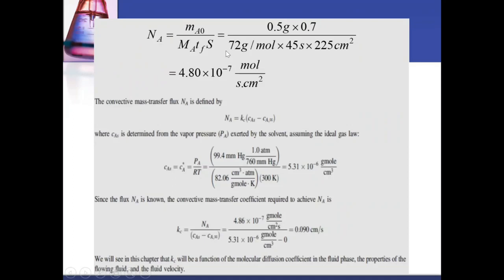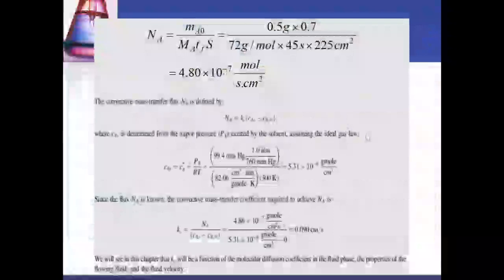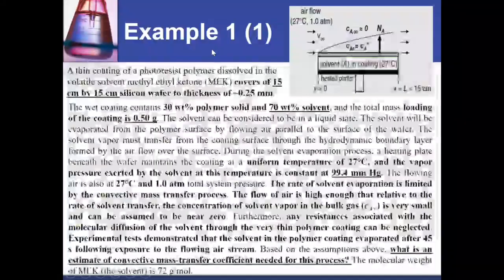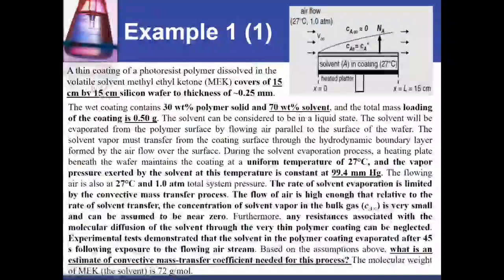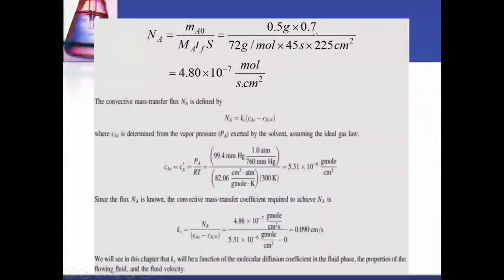The molecular weight is given as 72 gram per mole. The time for the process is 45 seconds, as given here. And the surface, okay, we know that it's like a table or wafer with length of 15 centimeters and width of 15 centimeters. So the air flowing on this area from here to the other side is 15 centimeters, and the length is 15 centimeters. So the area perpendicular to the flow is 15 by 15, which is 225 centimeters square.